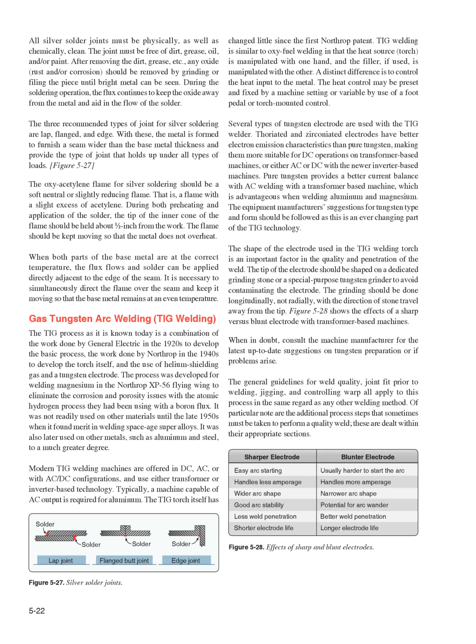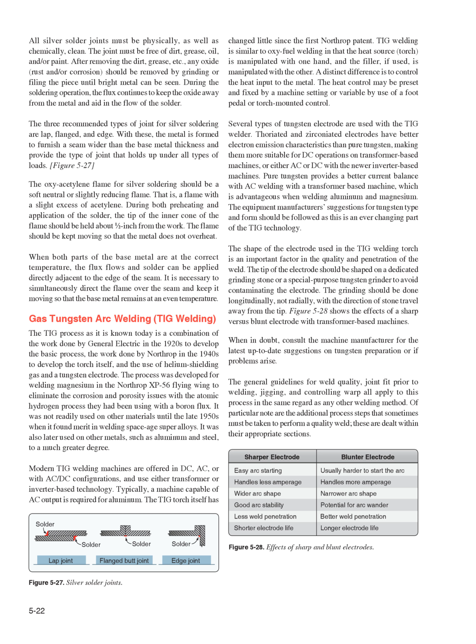All silver solder joints must be physically, as well as chemically, clean. The joint must be free of dirt, grease, oil, and/or paint. After removing the dirt, grease, etc., any oxide, rust and/or corrosion should be removed by grinding or filing the piece until bright metal can be seen. During the soldering operation, the flux continues to keep the oxide away from the metal and aid in the flow of the solder.